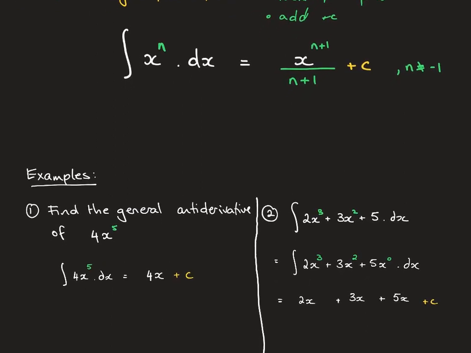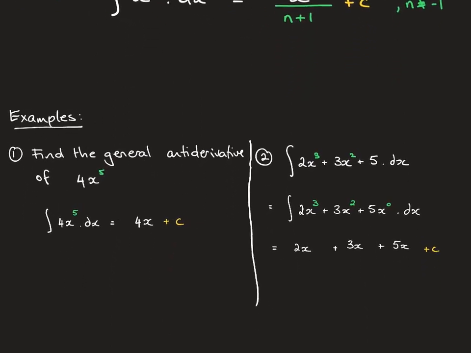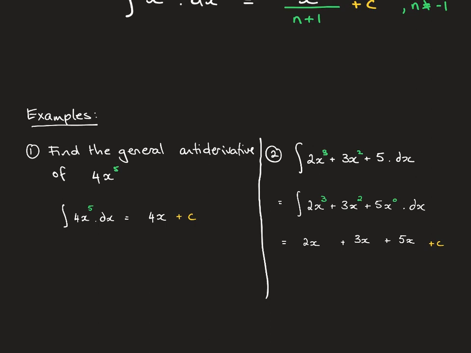So we need to increase our power by 1 and divide by the new power. So I've started to do both of these. Let's look at this one here. So the general antiderivative I find by integrating, I take the term that I've got and I write it over here. So this is 4x, and now I'm going to look at the power. I've got my plus c written already, so you can write plus c at the start, or you can try and remember to do it at the end. Whichever way you do it, you've got to end up with a plus c at the final answer anyway.